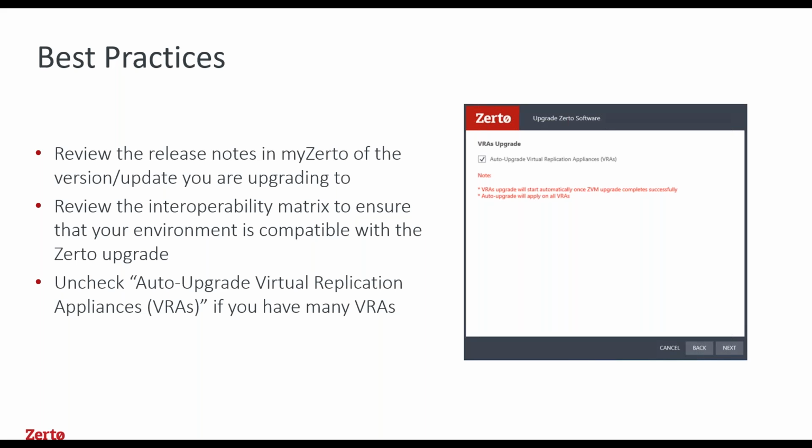If you choose to perform the auto upgrade, which means leaving the checkbox checked, we find that if one VRA fails to upgrade, it will fail the other VRAs behind it to be upgraded. If this should happen, you will need to open up a support ticket with Zerto to resolve.